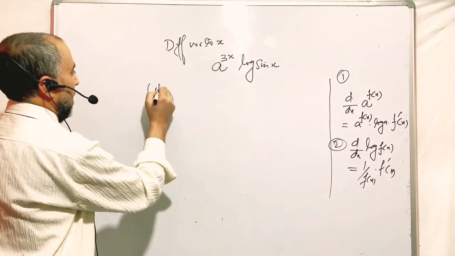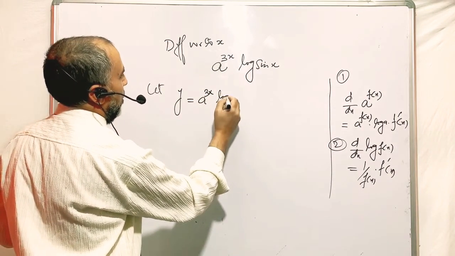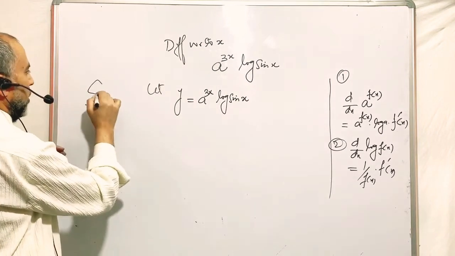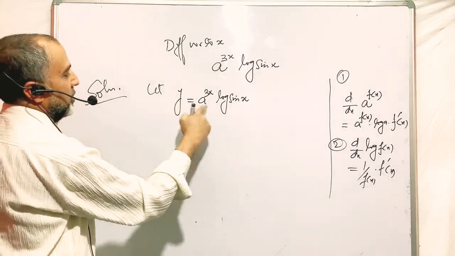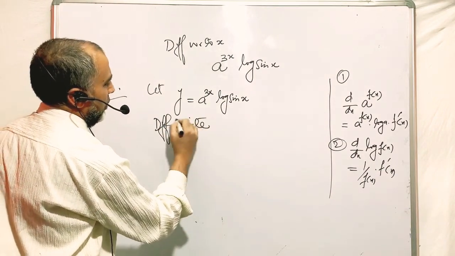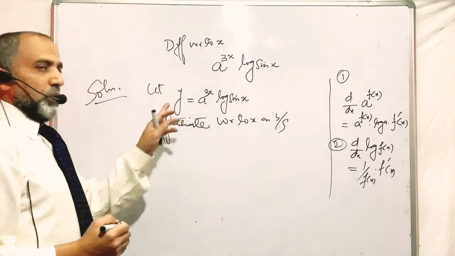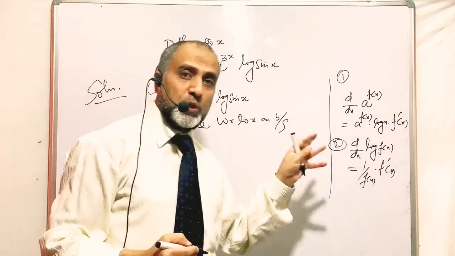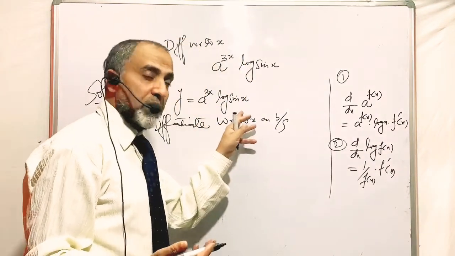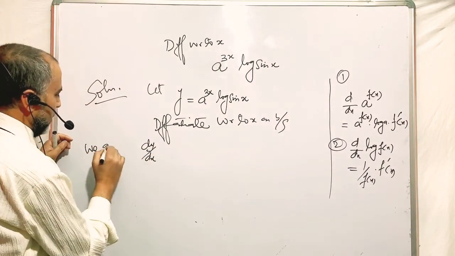Okay, आप क्या करेंगे? Let y is equal to a raised power 3x into log of sine of x. तो हम क्या करेंगे? Solution के लिए हमने put किया y is equal to this. अब आप क्या करेंगे? Differentiate with respect to x on both sides. तो ख्याल रखना है कि this is u into v. U के बदले a raised power 3x है और v के बदले है log of sine of x. हाँ, dy by dx we get.